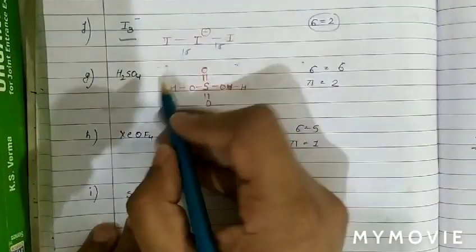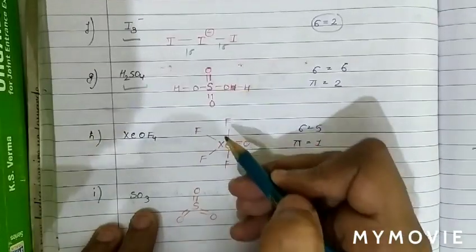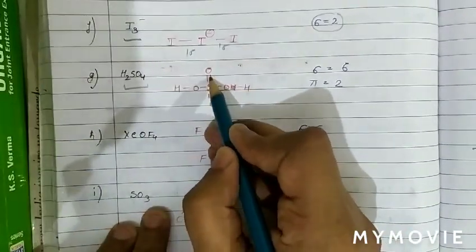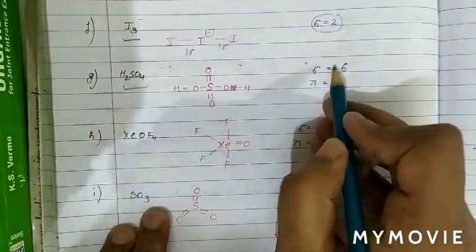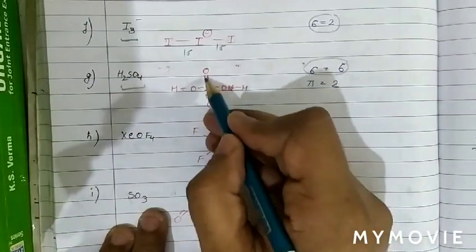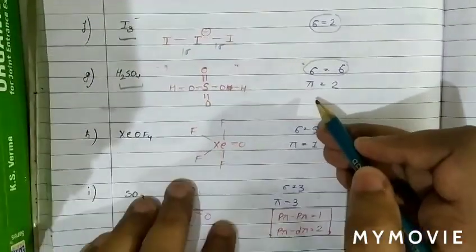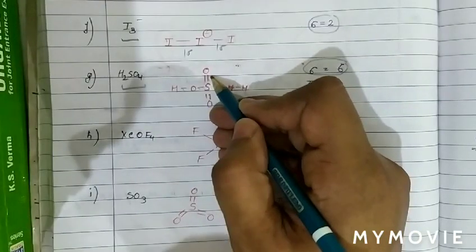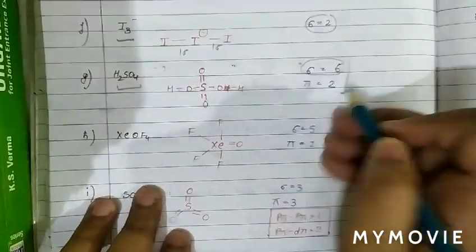See now, H2SO4. Count the number of sigma first. As a pi bond also contains sigma, so 1 sigma, 2, 3, 4, 5 and 6 sigma. So how many sigma bonds are there? 6 sigma. How many pi bonds are there? As a double bond contains 1 sigma, 1 pi, so 1 pi, 1 pi. So 6 sigma and 2 pi.